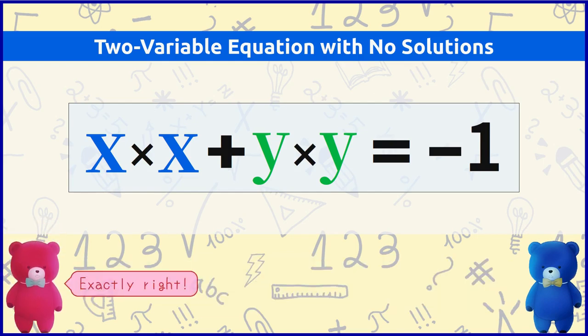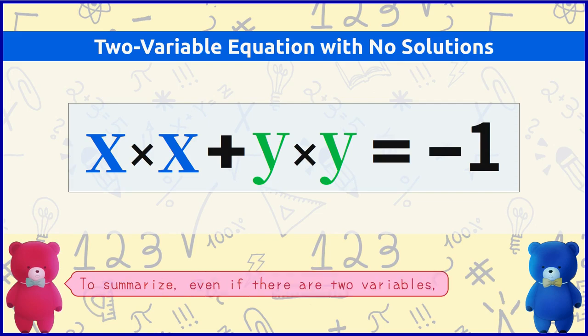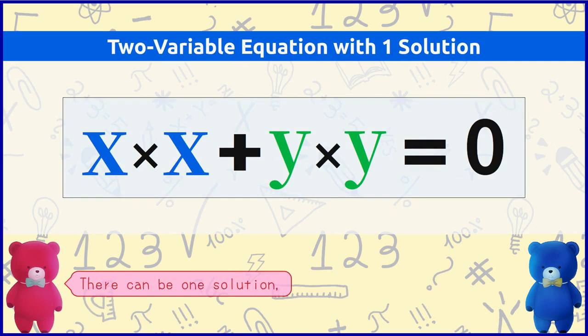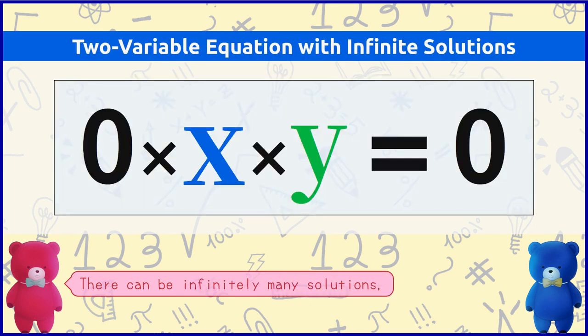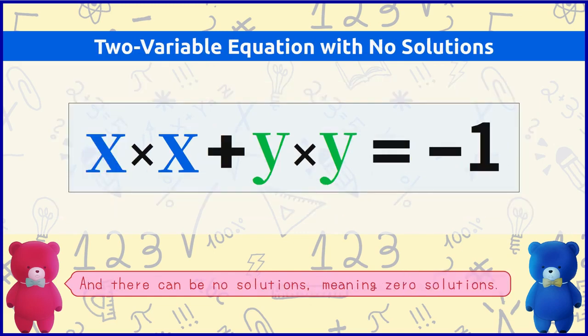Exactly right. To summarize, even if there are two variables, there can be one solution. There can be multiple solutions. There can be infinitely many solutions. And there can be no solutions, meaning zero solutions.